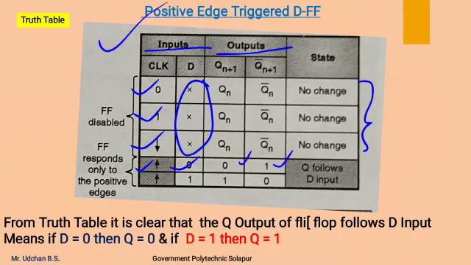When clock is positive edge and D input is 1, output will get set, that is Q will become 1 and Q complement will become 0. So from this truth table it is clear that the Q output of the flip-flop follows the D input, meaning if D input is 0 then Q will also be 0. When D input is 1 then Q will be 1.